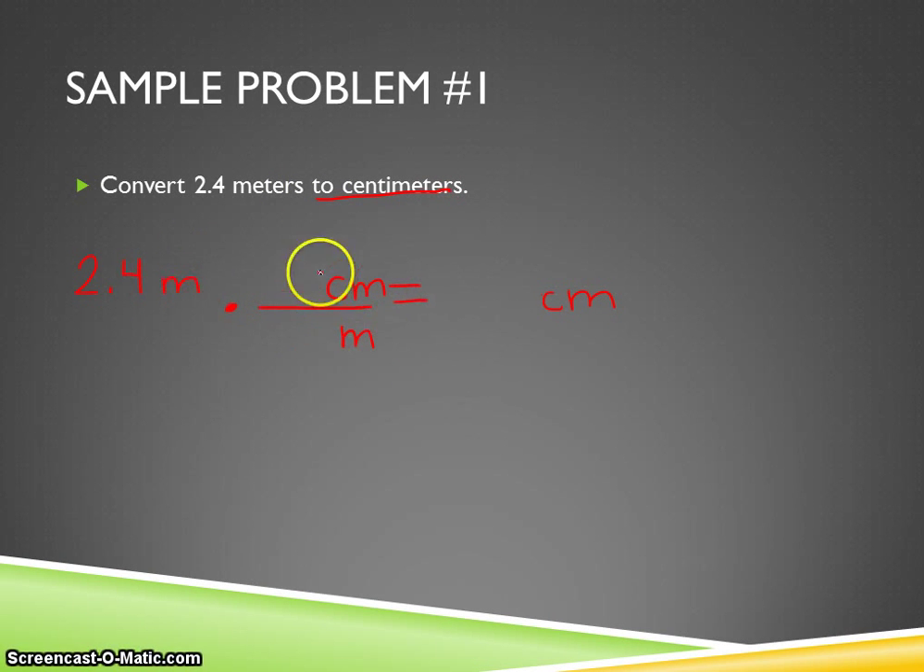So even before I plug in numbers here for this conversion factor, I can see that a meter divided by a meter would just cancel out, would leave me with 1. And if I can get a conversion factor between centimeters and meters, I would have the units that I want. So I know that there's 100 centimeters in every 1 meter. So this ends up being 2.4 times 100. So it's just 240 centimeters.